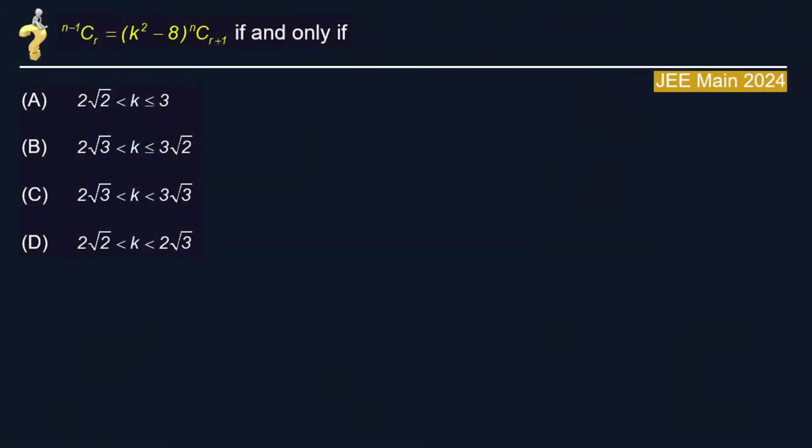This question came in 2024. It states that (n-1)Cr is (k square minus 8) into nC(r+1). Now, you have to find out the range of k. You have to find out the range of k. So, what to do?